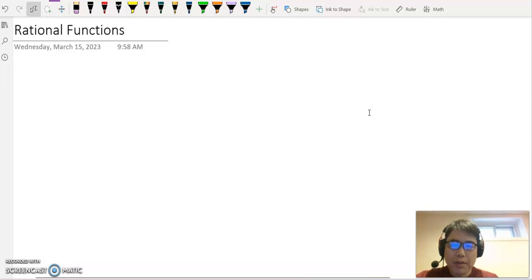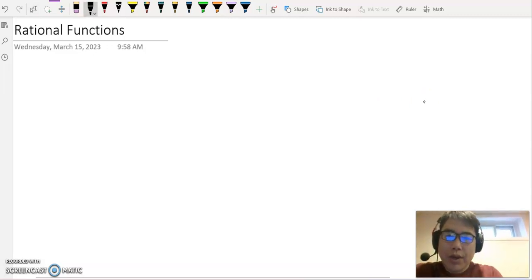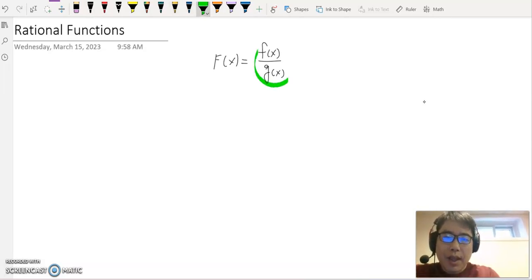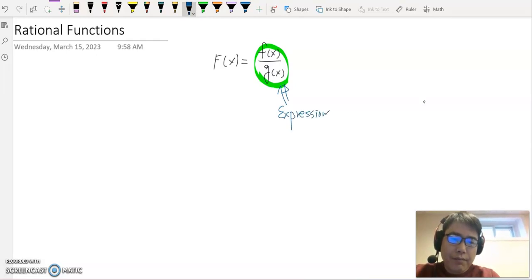So today's topic is rational function. Okay, what is the rational function? The rational function means any function that is based on a fraction format like this. And then these f(x) and g(x) are basically any expression. So it can be a number, it can be a variable term, whatever like that.